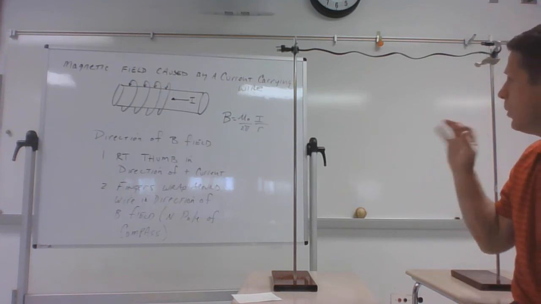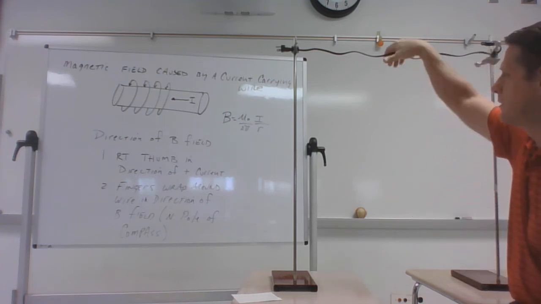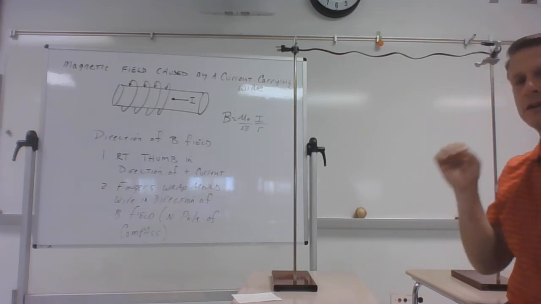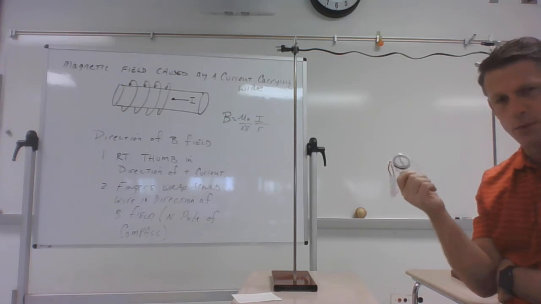Now, what again is the direction of the magnetic field? Well, we say it takes on the form of concentric circles around this wire, but in reality, at any particular spot, it is the direction that the north pole of the compass would point.